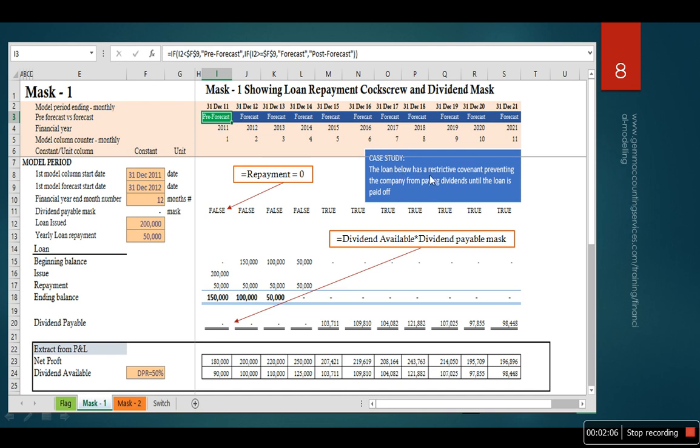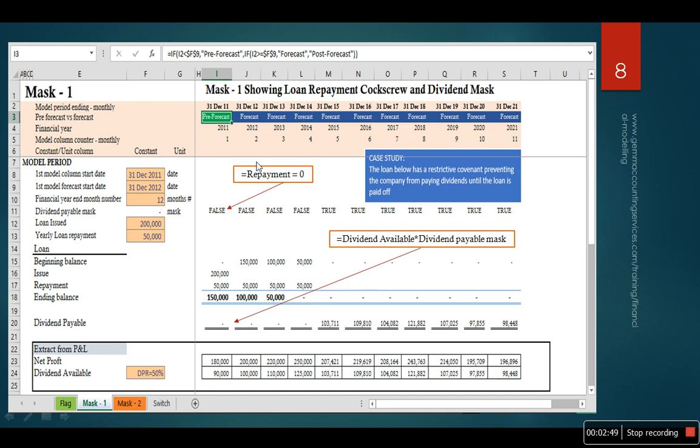The case study here is the loan below has a restrictive covenant preventing the company from paying dividends until the loan is paid off. And so here you can see the dividend payable mask. Until the repayment becomes 0, dividend cannot be paid. So when the loan repayment of 50,000 on a yearly basis becomes paid off, that is, loan repayment is nil, then dividend can be paid going forward.